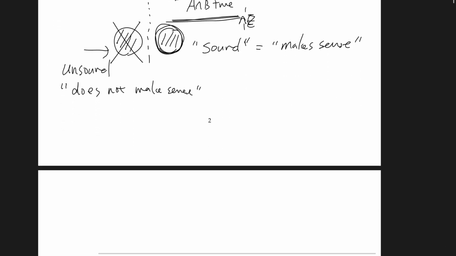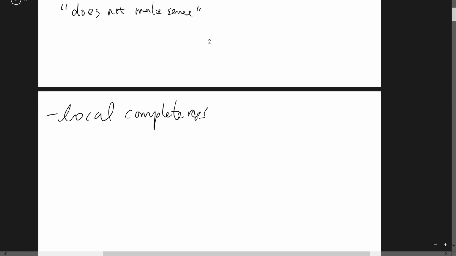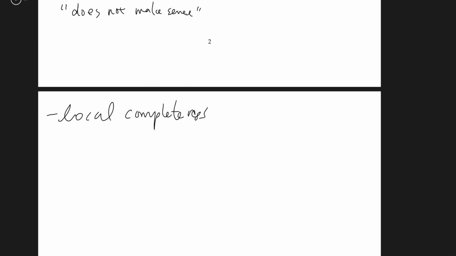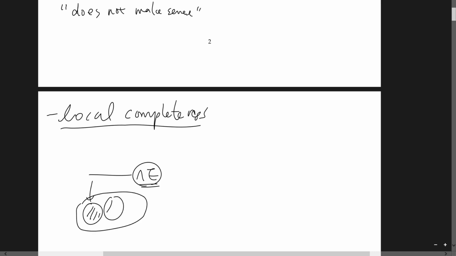Now let's discuss local completeness. Local completeness means that by applying the elimination rule, you can generate new knowledge. And local completeness means that if you combine all these new judgments that you can generate by applying the elimination rule, you can reconstruct the original knowledge that you started with.